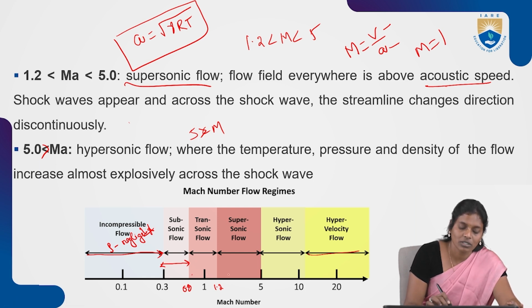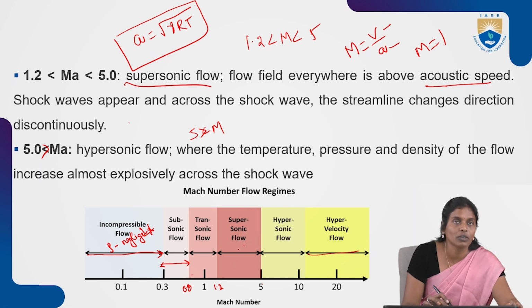Okay, so next, 1.2 to 5, we will be calling it a supersonic flow, where we are going to see the formation of shock waves, and the streamline direction is going to change entirely behind the shock wave. Then above 5, we will be calling it a hypersonic flow, where the flow properties are going to change entirely across the shock wave. Beyond that, we will be calling it a hypervelocity flow.